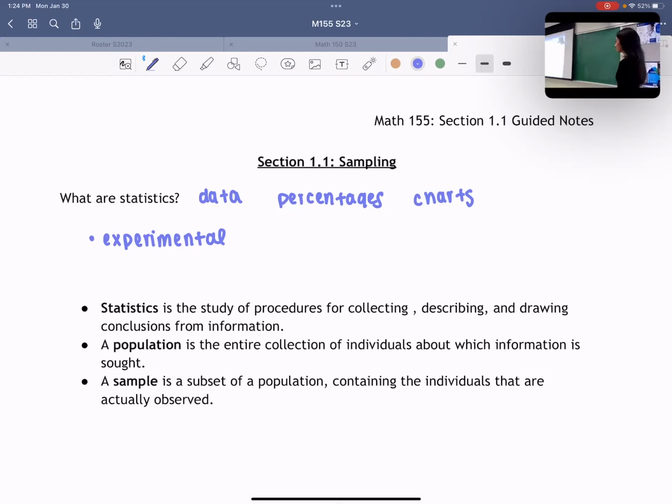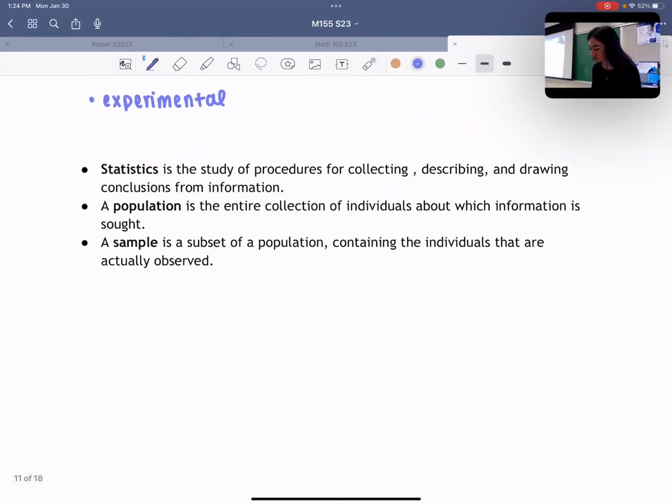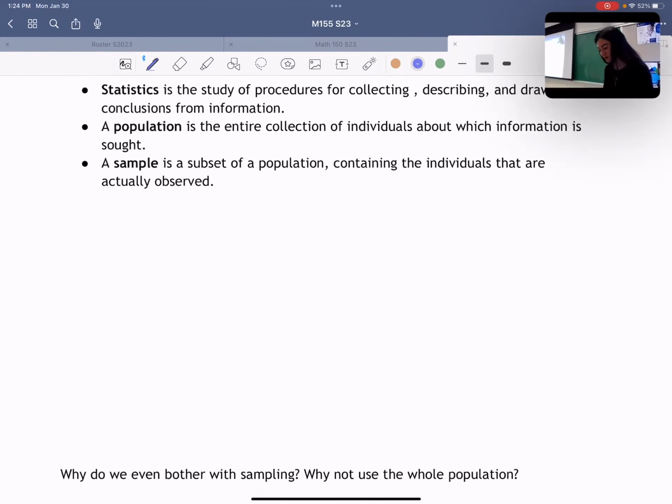Now, how do we get that data? We usually take a sample from a population, right? So a population is usually a big thing that we're interested in. And a sample is a small slice out of that big thing that you're actually trying to get data from, okay? Now, I am more of a visual person, so I'm actually going to draw a picture of what I think a population is.